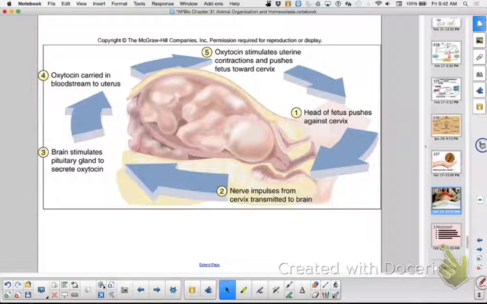Childbirth, blood clotting, stomach digestion of protein, milk letdown, tied with sucking. These are all things that will stimulate a response.